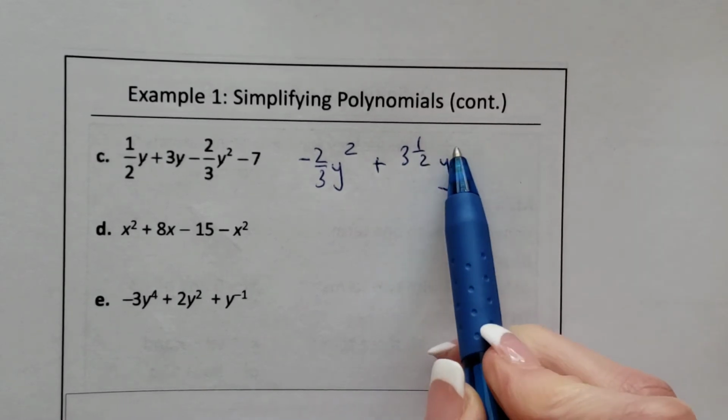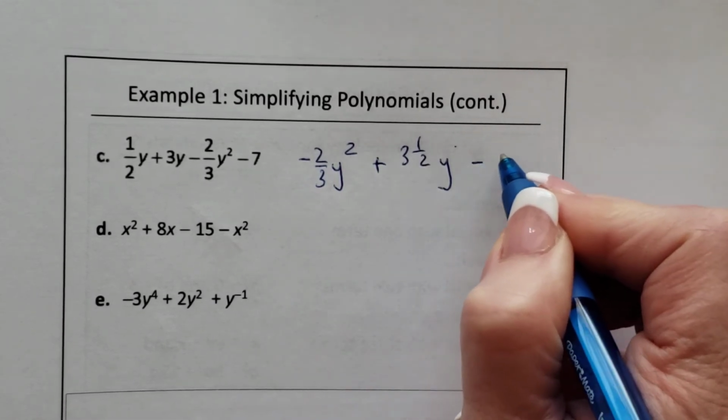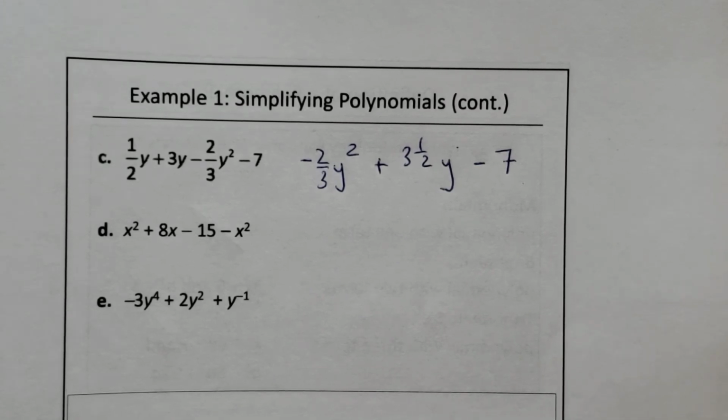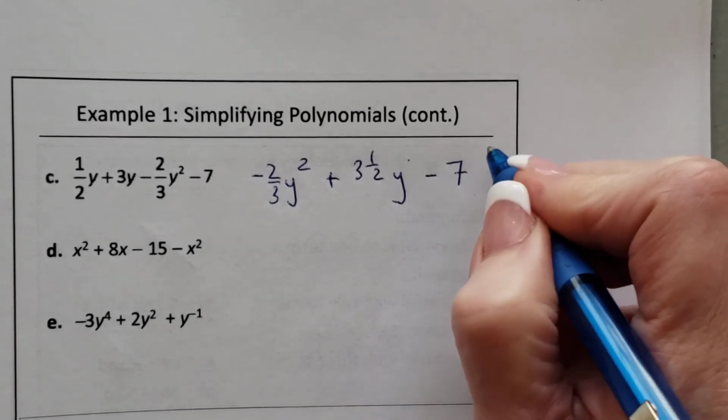Y, remember our exponent is 1. This one has the biggest exponent, so it comes first. And then we're going to write all constants at the end. So we have written that in descending order. It wanted us to describe the type. So there's 3 terms. So this is a trinomial.